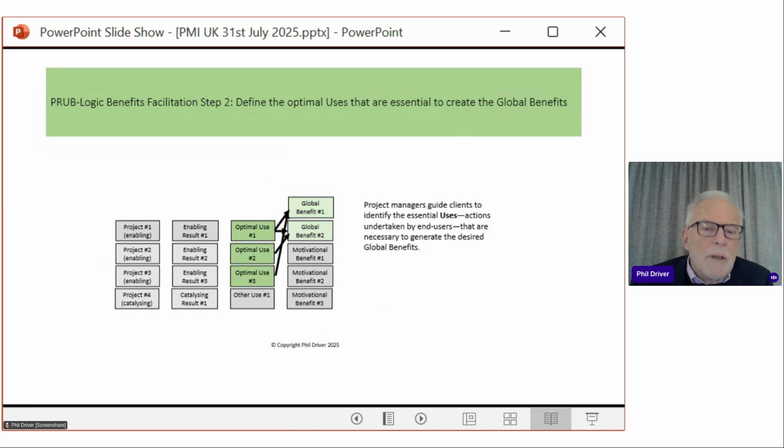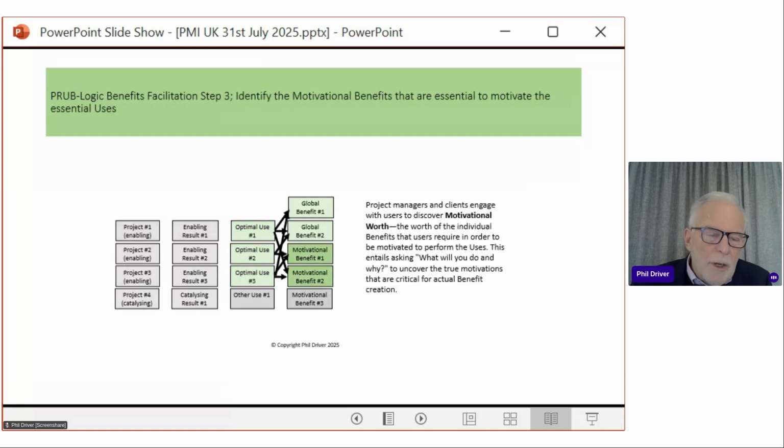Step two is to then say, okay, what are the uses that will create those benefits? And we have to really, really understand those. And at this stage, we haven't talked about the motivational benefit, because that's the third step. So step two, what do we need people to be doing on the motorway or whatever it is we're building in order to create those benefits, those global benefits? And then we need to say, what's going to motivate them?